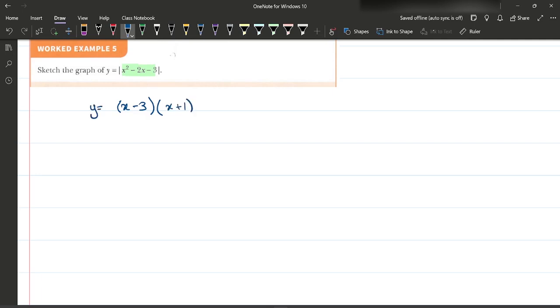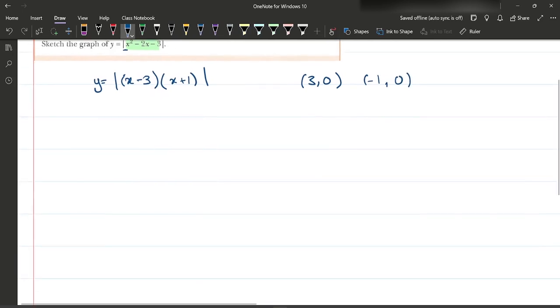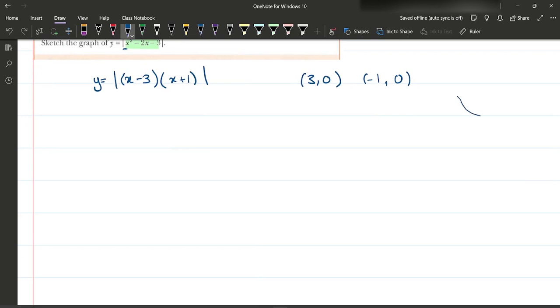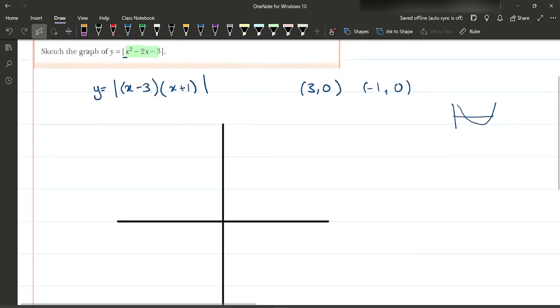Like so. So (3, 0) and (-1, 0) are both going to be roots of the curve. I know that the coefficient of x squared is positive, so it's going to be a minimum shape, something like that. Okay, so let's draw it out. And what I need next is the minimum point.